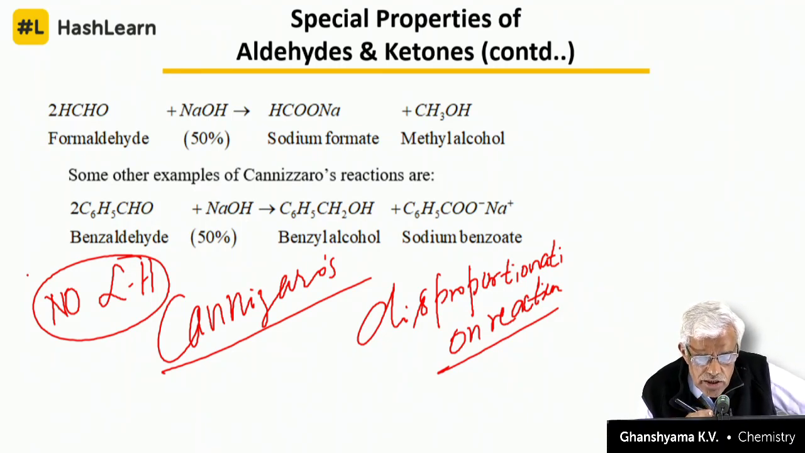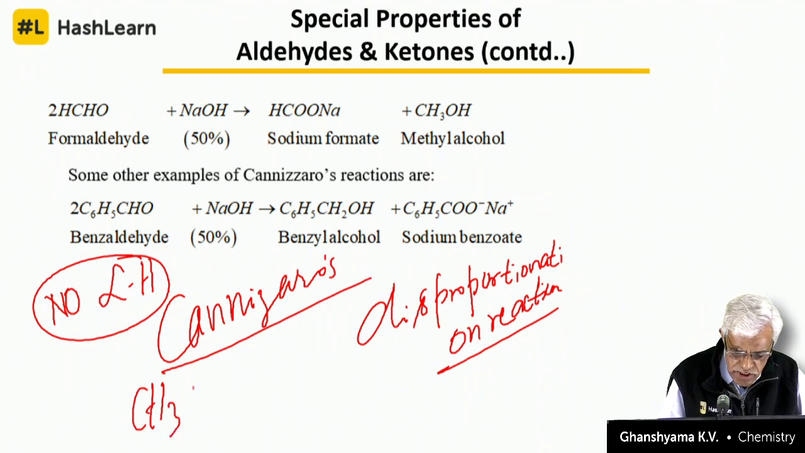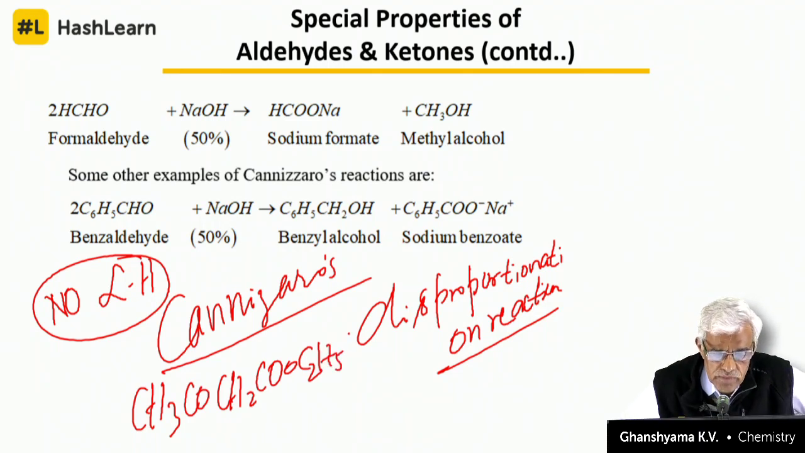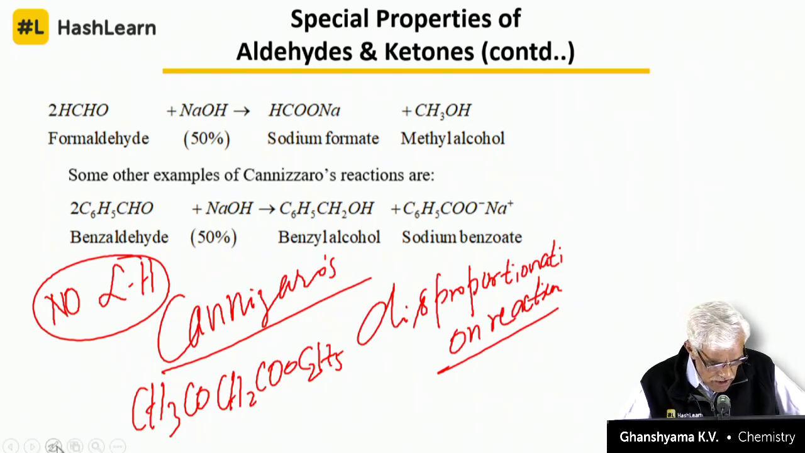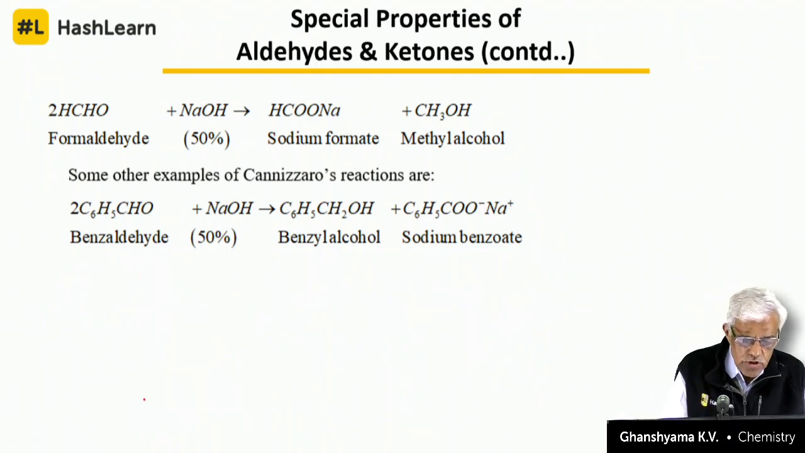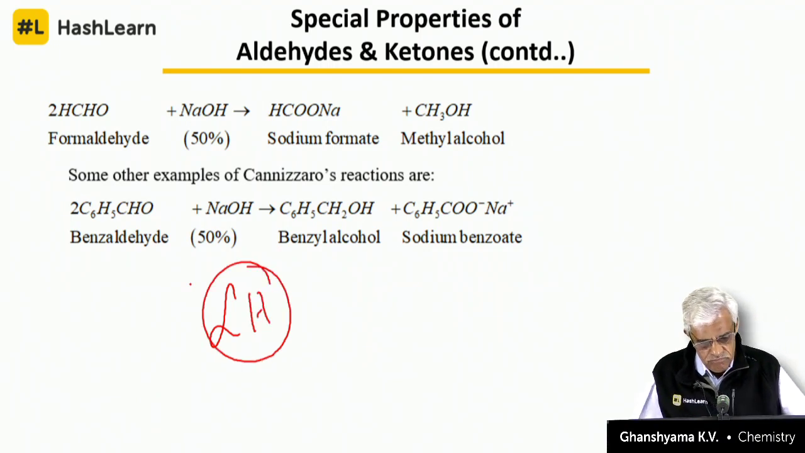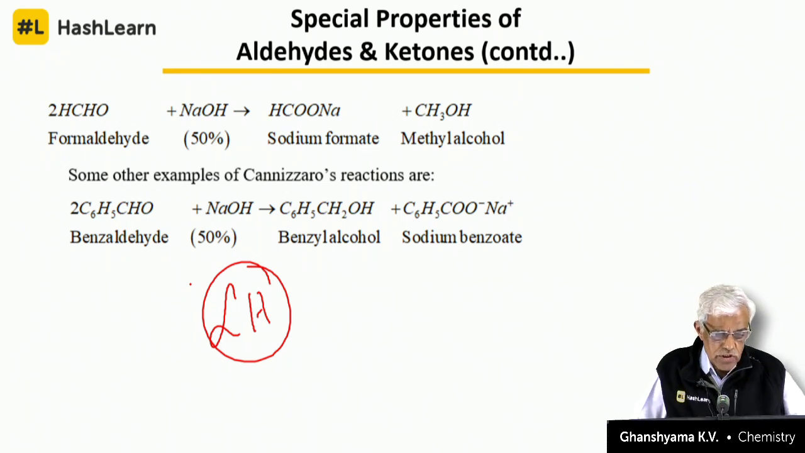Claisen ester condensation comes under acetoacetic ester, preparation of acetoacetic ester. So, acetoacetic ester is CH3COCH2COOC2H5. There you come across that ester condensation. I am speaking of the aldehyde crossed aldol condensation. So, this is Cannizzaro's reaction. There should be no alpha hydrogen atom. If there is no alpha carbon atom, well and good. In Claisen condensation, yes, beta keto ester.